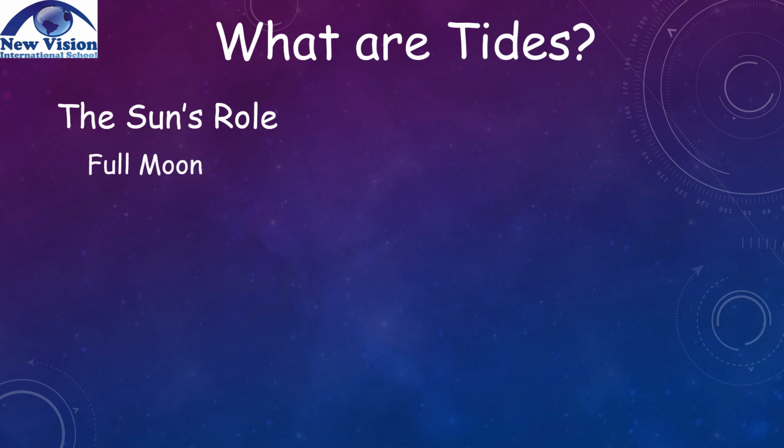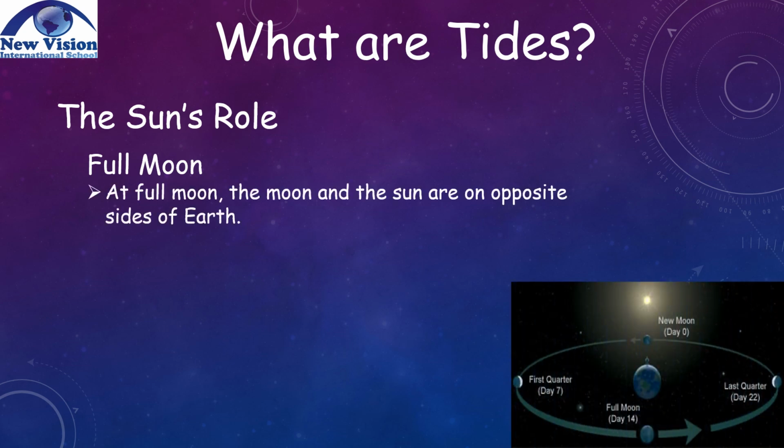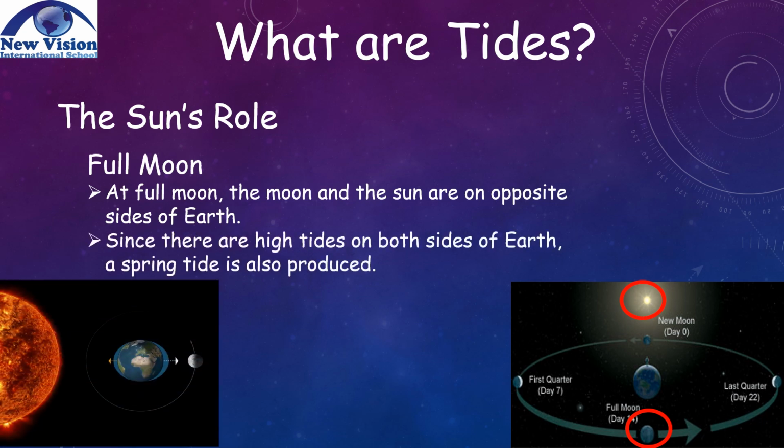Full moon. When the earth is in between the moon and the sun, we can see the whole part of the moon which is lit up by the sun. This is called a full moon. So at full moon, the moon and the sun are on opposite sides of earth. Since there are high tides on both sides of earth, a spring tide is also produced. So same as new moon.